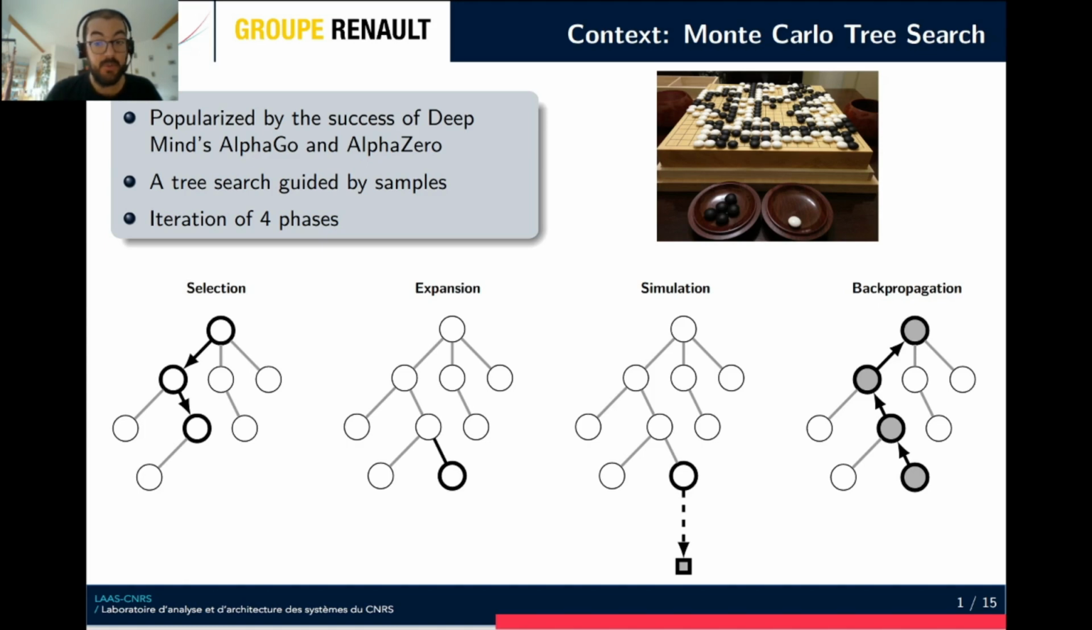And it is a repetition of four phases. The selection phase, where the goal is to select a promising node to expand by traversing the tree from the root using a multi-arm bandit procedure. Second, the expansion phase, we will expand that selected node. The simulation phase will play a rollout from that newly expanded node.